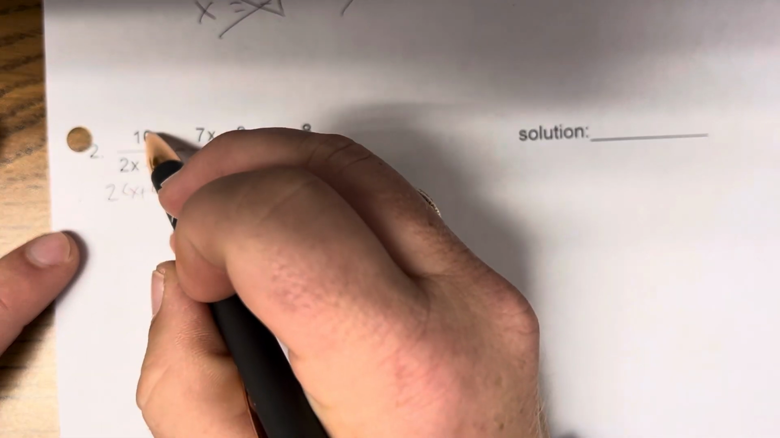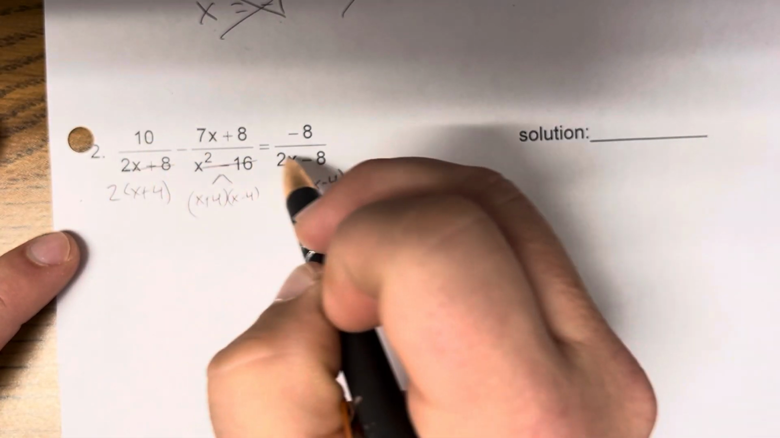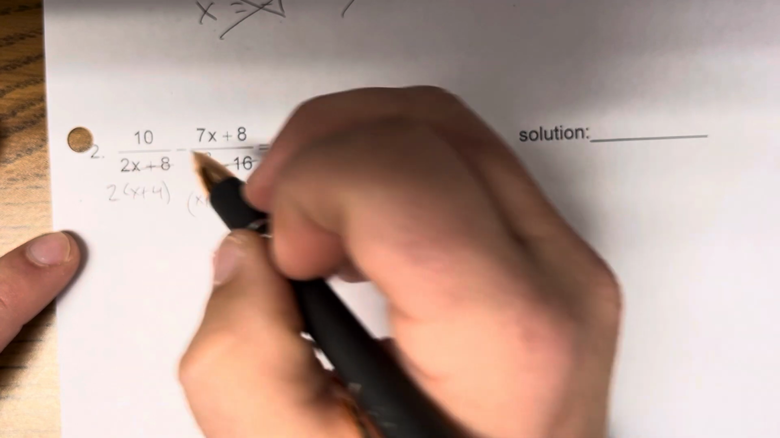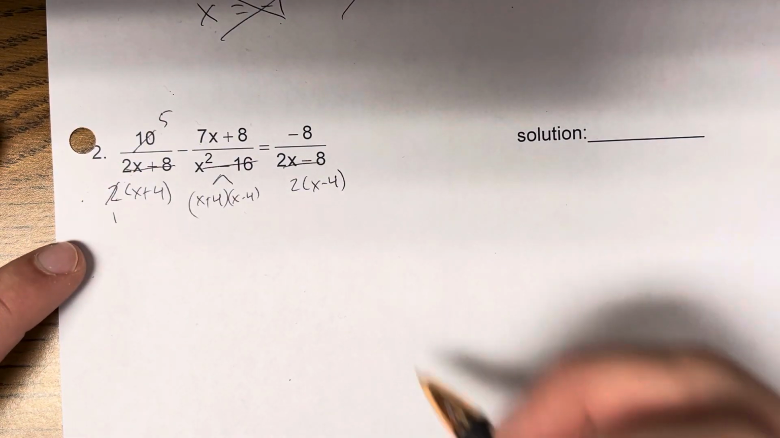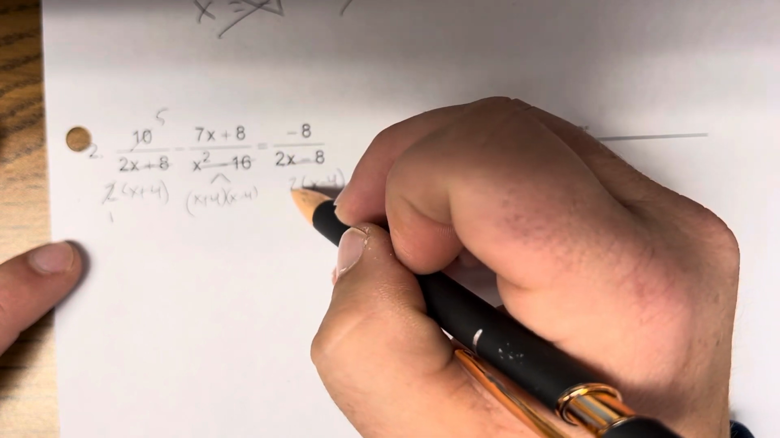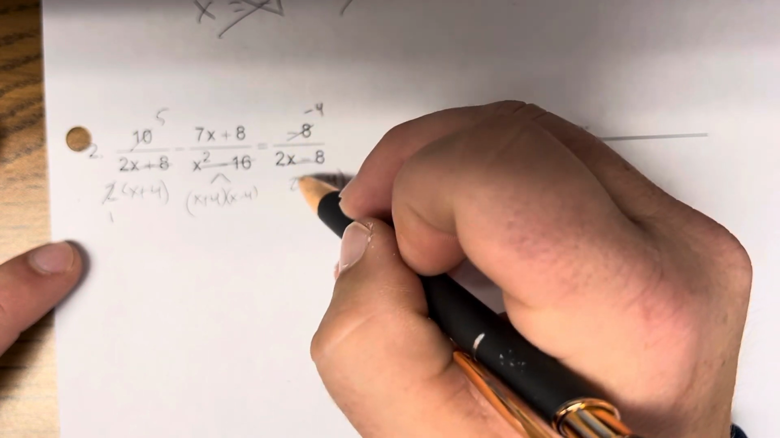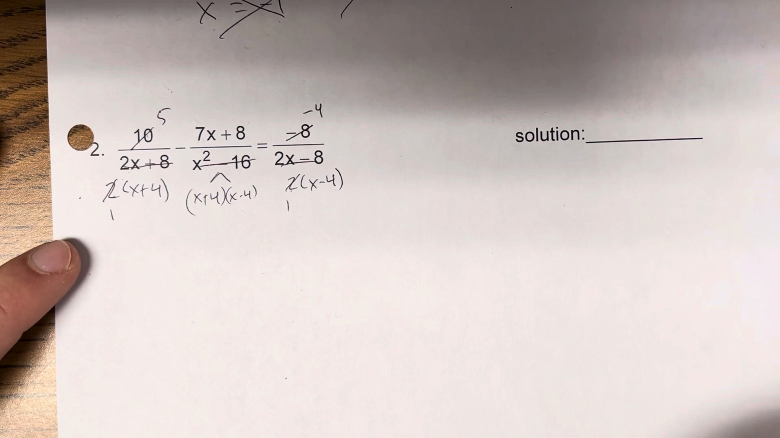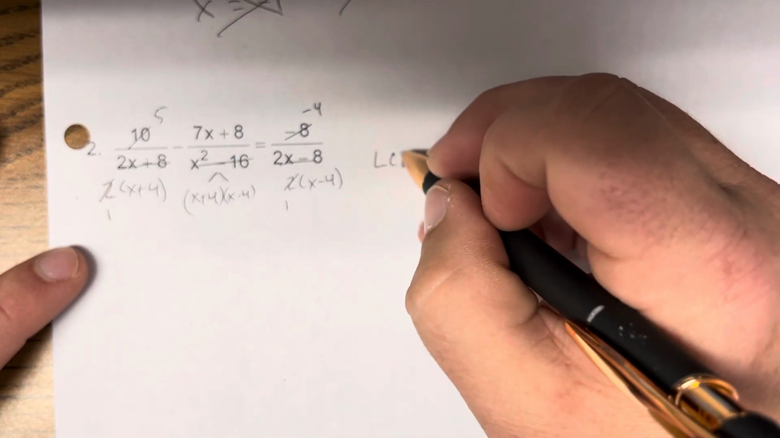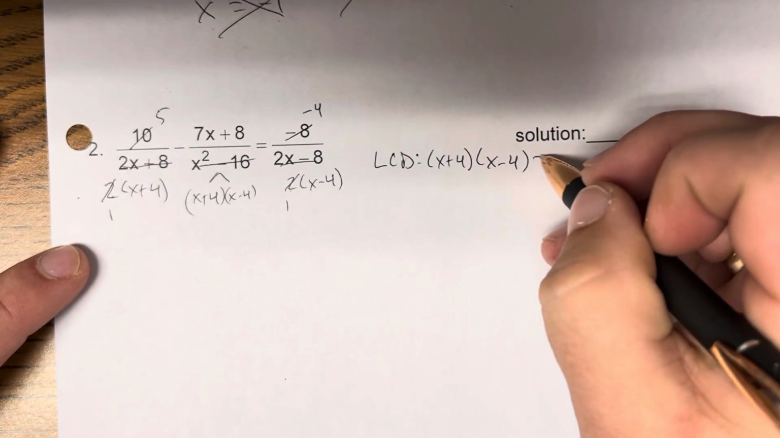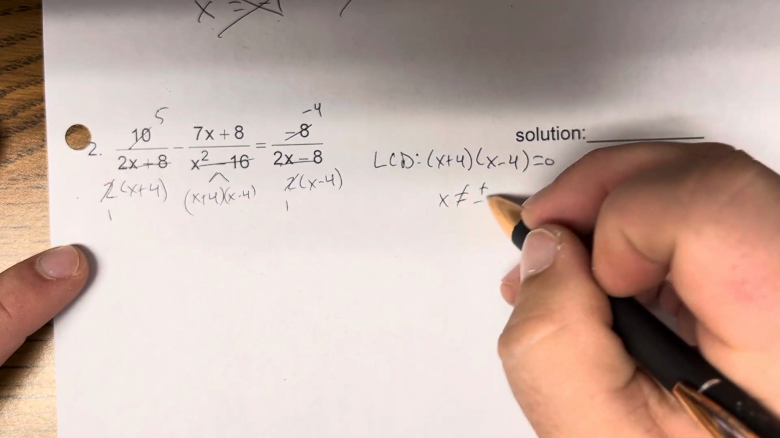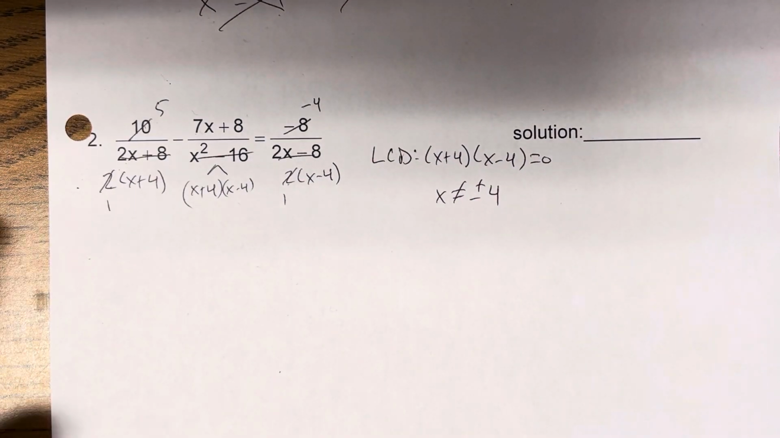I can simplify each fraction. So on this one, I've got a 10 on top and a 2 on bottom. I can simplify that to be a 5 over 1. It gets rid of that 2. And the same thing over here, I've got a negative 8 on top and a 2 on bottom. I can simplify that to be negative 4 over 1. And so now there's no longer a 2 on bottom. My LCD is just going to be x plus 4 and x minus 4, which tells me that x cannot be plus or minus 4. Anything else is fair game, but not those two.